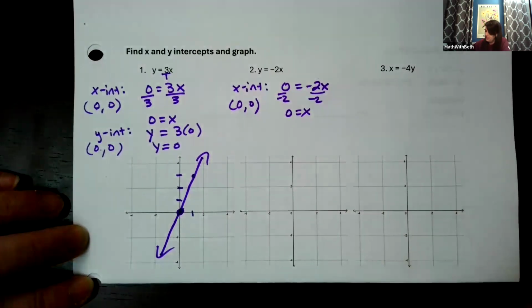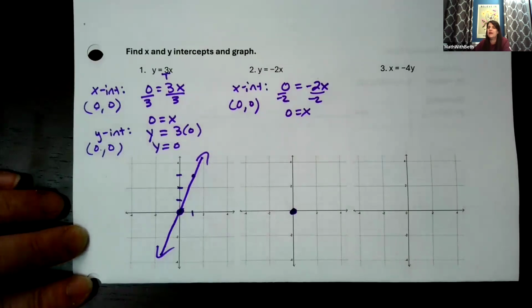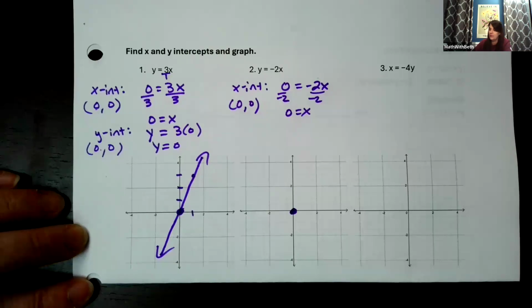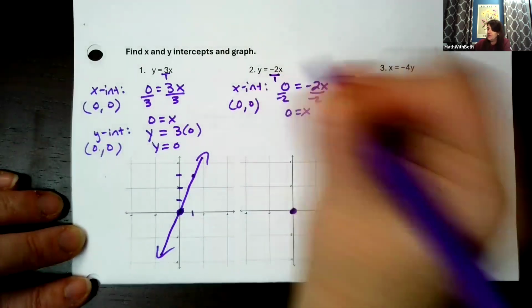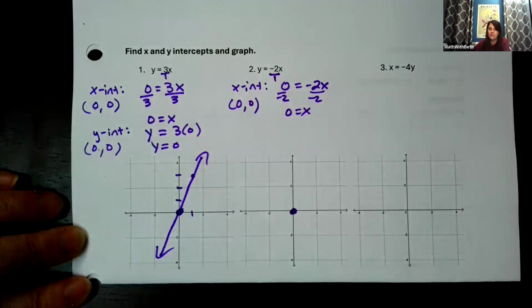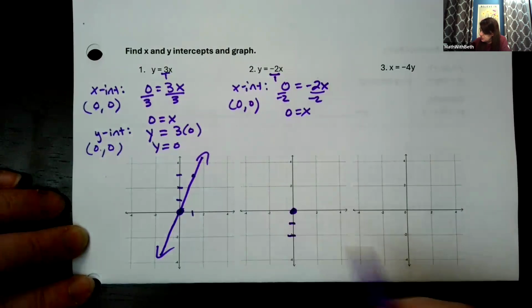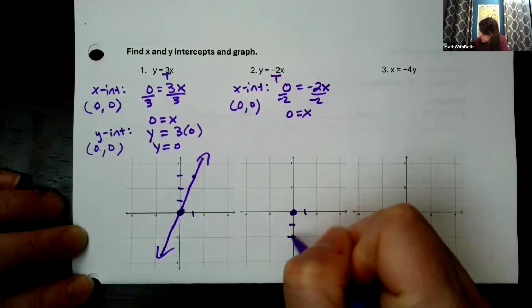So I'm going to go ahead and be lazy and just plot this one point and say it's my x and my y-intercept, which means I need to do something to find another point. So this time the slope is -2 over 1. So from that point, I'm going down 2 and over 1.